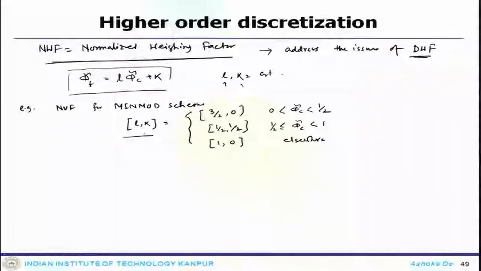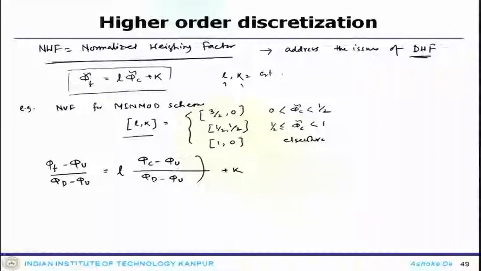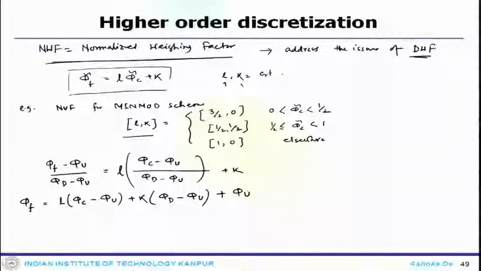Now, the second step is to rewrite this ratio, phi f minus phi u divided by phi d minus phi u, as L multiplied by this factor plus K. That can be transformed to a system where one can write the face value phi f equals L into phi c minus phi u, plus K into phi d minus phi u, plus phi u, which is L phi c plus K phi d plus 1 minus L minus K phi u.